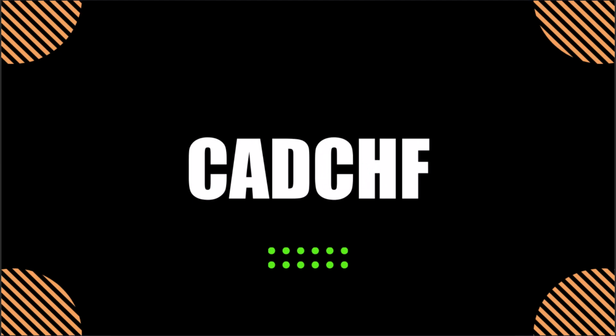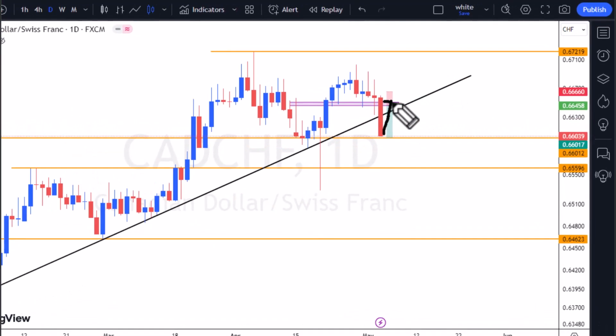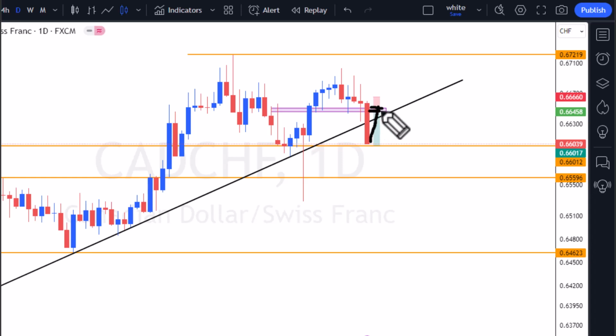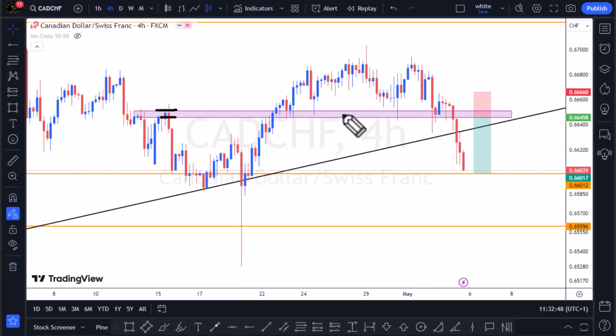Canada Swiss. There was an obvious strong sell-off on Canada Swiss last week to the key level support at 0.66039. Take note that the key level is yet to be broken. In terms of risk to reward ratio, it is better to wait for a bull retracement to 0.66458, which is an obvious broken demand structure on the 4-hour chart for a possible short entry. Also, this bull retest would intersect the broken rising trend line of last week Friday.